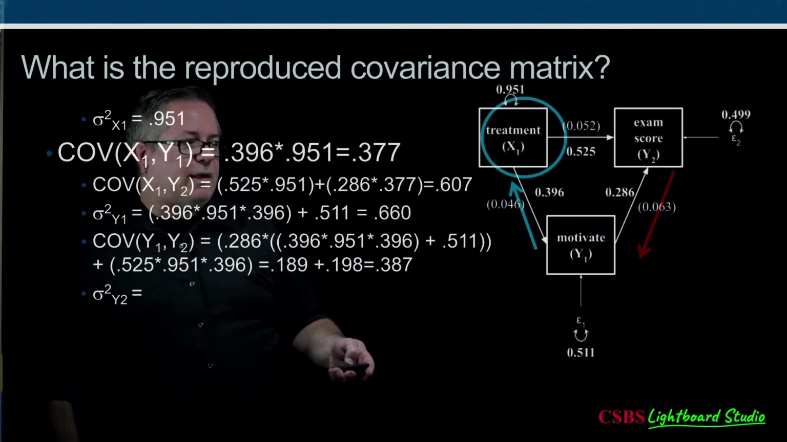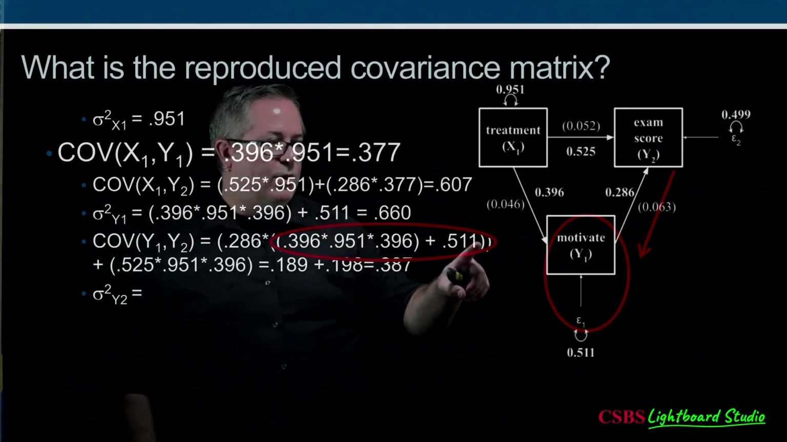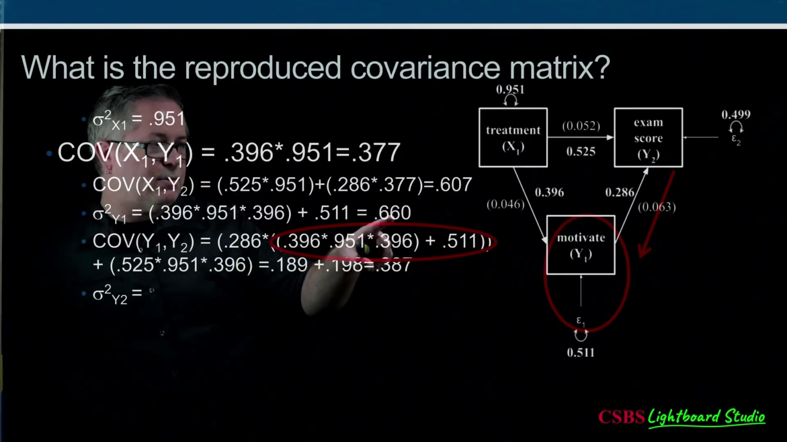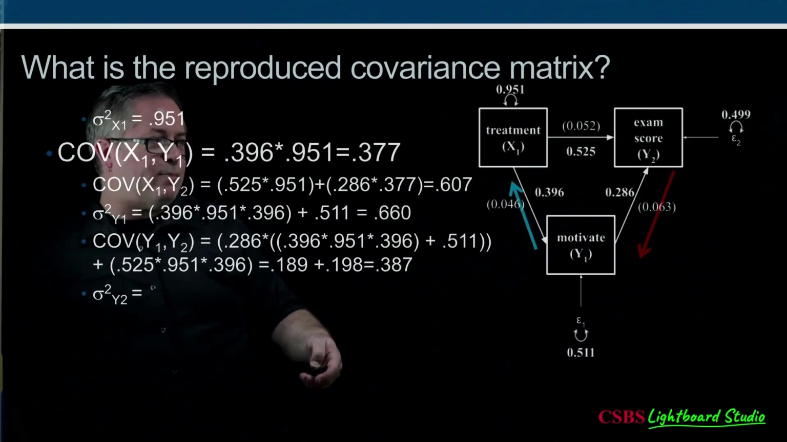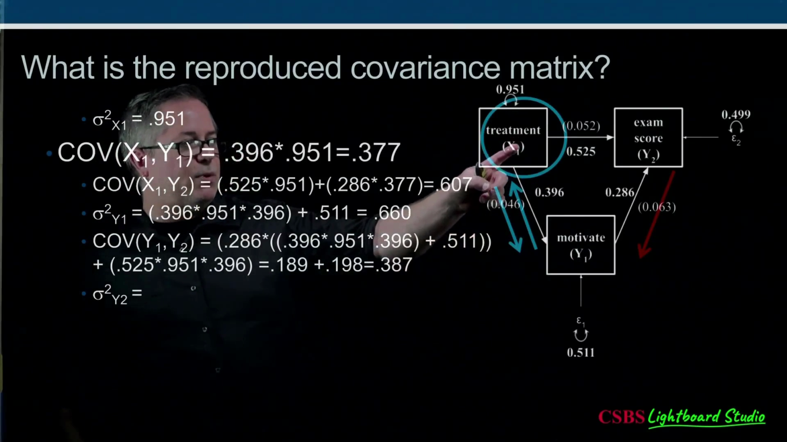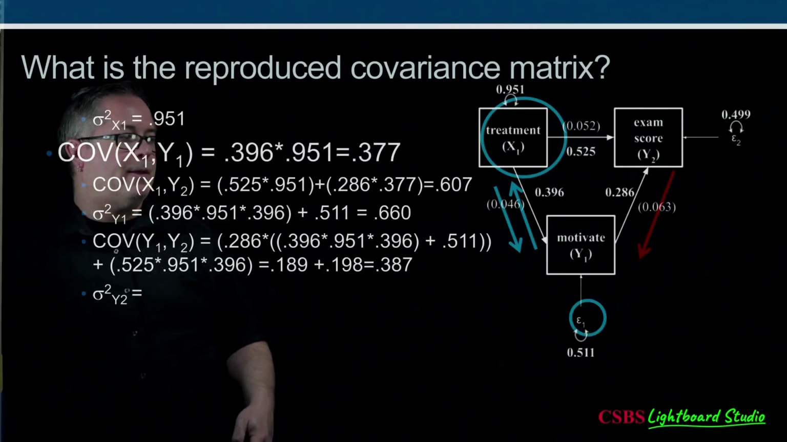You can either think of this as just the entire variance of y1 that we had just figured out up here, that 0.660, right? Or you can trace all the paths back, which is still doing the same thing, because if I'm going from y1 to x1 back to y1 plus e1, that is the variance of y1 anyway. Okay.